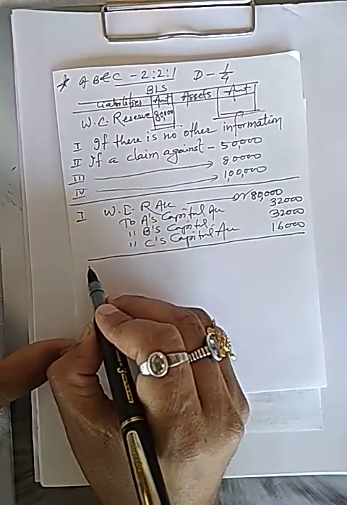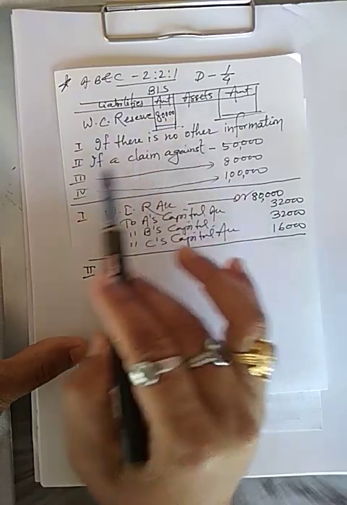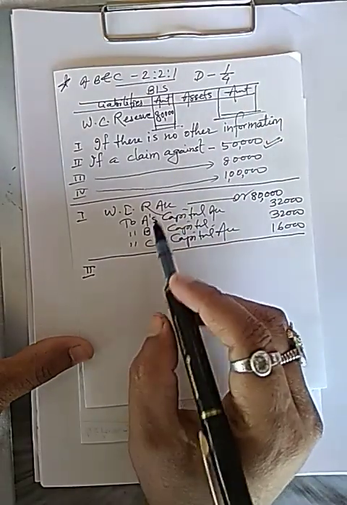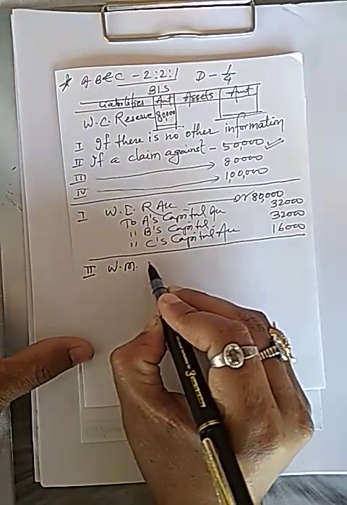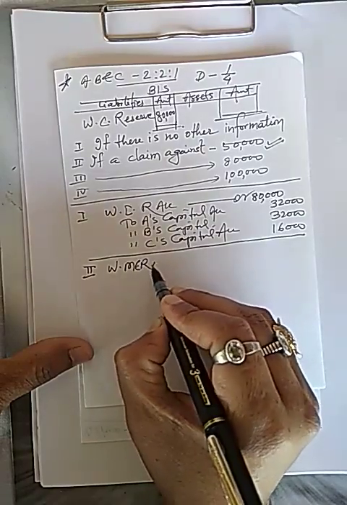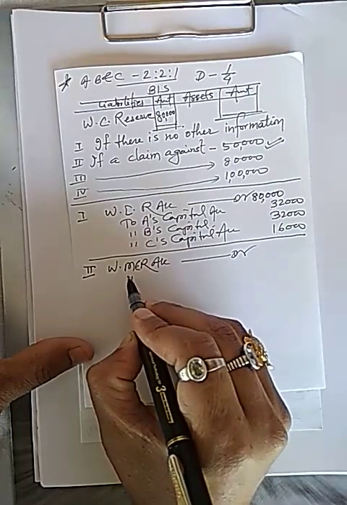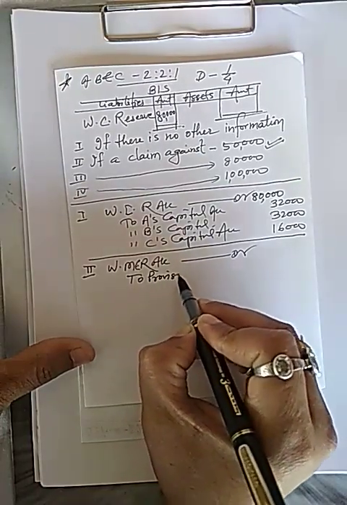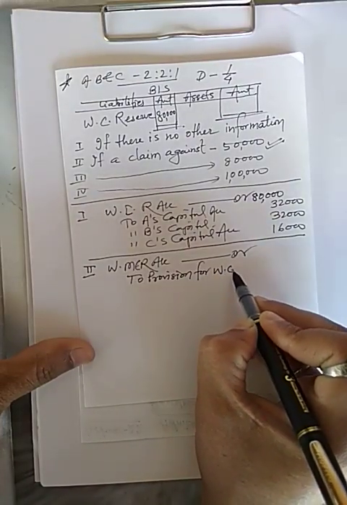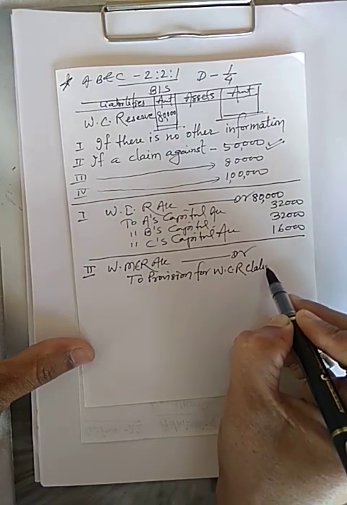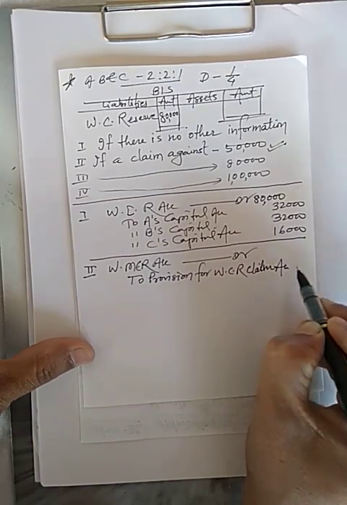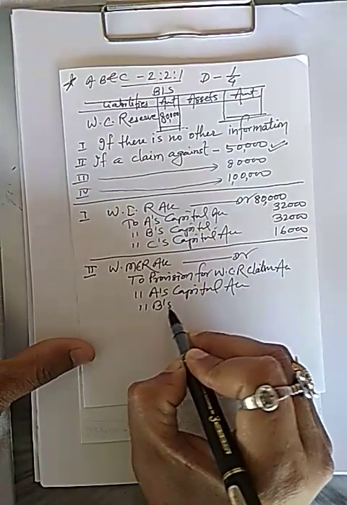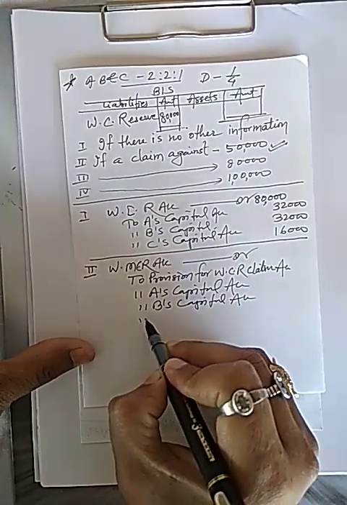The second case says, if there is a claim of rupees 50,000, then the journal entry will be: Workmen compensation reserve account DR, to provision for workmen compensation claim account, to A's capital account, to B's capital account, to C's capital account.